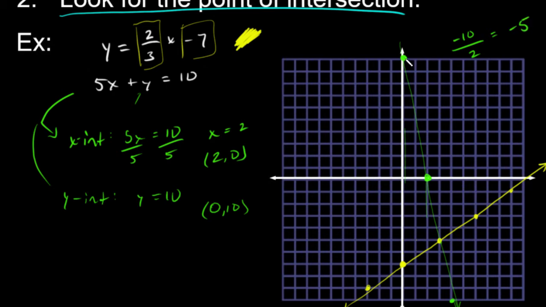So it should be going down 5, right 1, down 5, right 1, down 5, right 1. Look at that. It's a perfect intersection. So with that point there, that is your solution. This point right here is your solution. And that is the ordered pair (3, -5). So this is your solution.